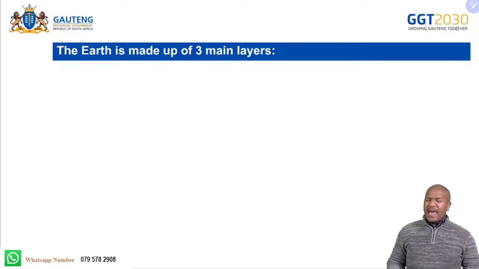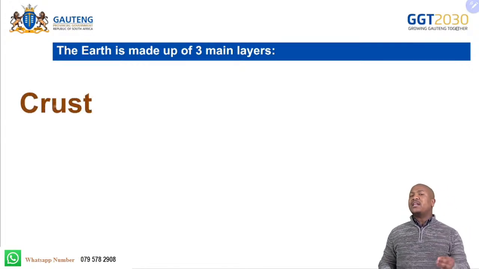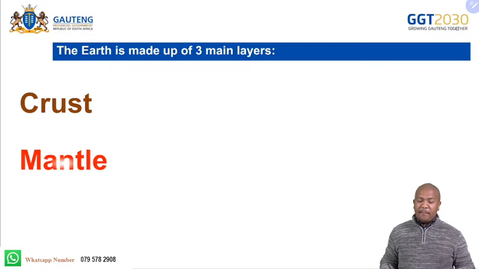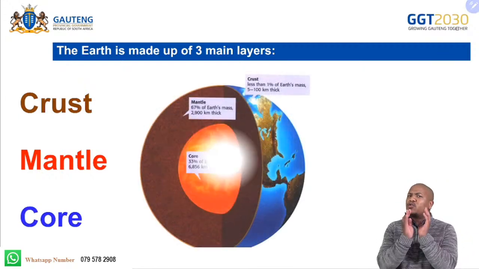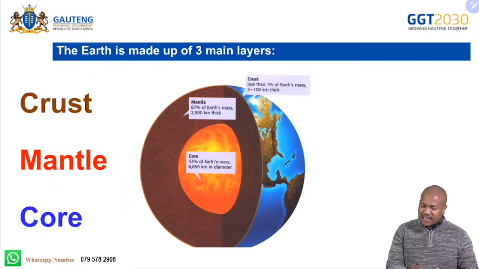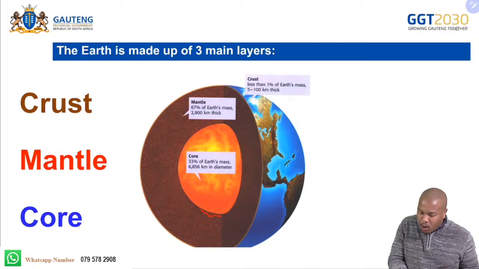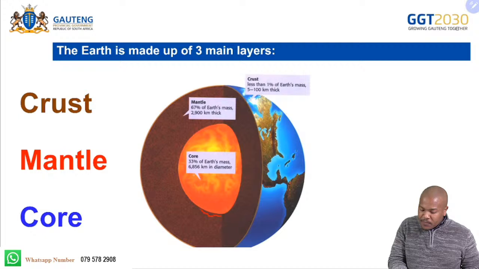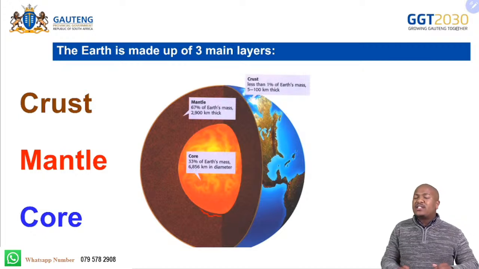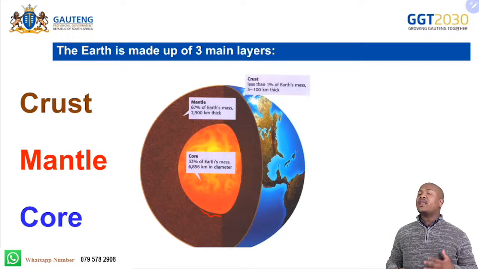So now, the earth is made up of three main layers, namely the crust, the mantle, and the core. If you were to talk about the core, it is about 33% of the Earth's mass with 6,856 kilometers in diameter.